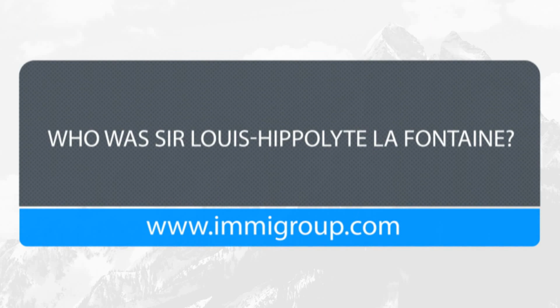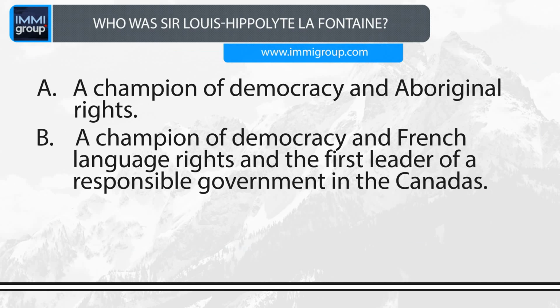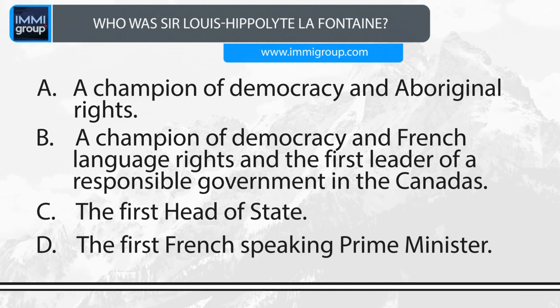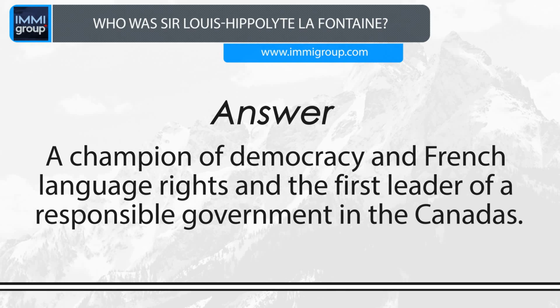Who was Sir Louis Hippolyte La Fontaine? A. A champion of democracy and Aboriginal rights. B. A champion of democracy and French language rights and the first leader of a responsible government in the Canadas. C. The first head of state. D. The first French-speaking Prime Minister. Answer. A champion of democracy and French language rights and the first leader of a responsible government in the Canadas.